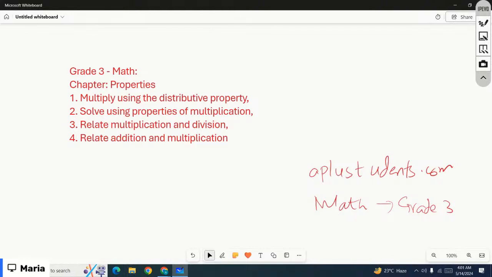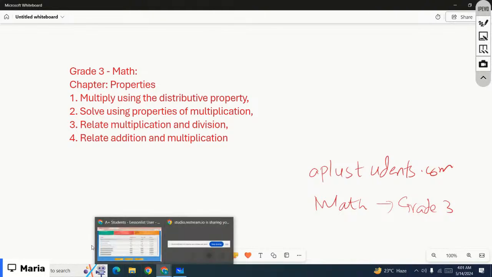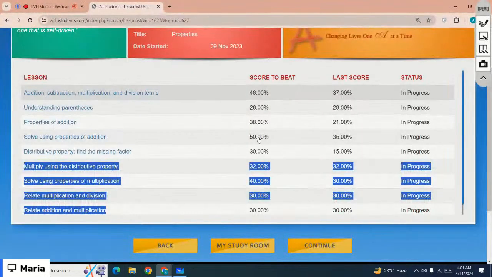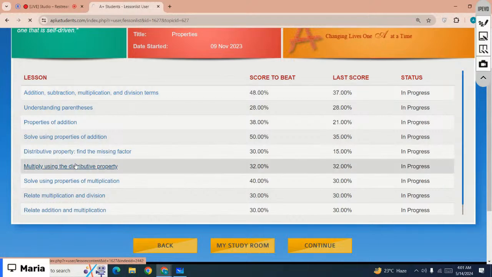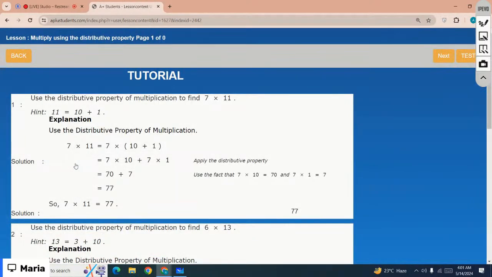So let's just start with the first lesson. Okay, here I'm on grade 3 math. We're going to start with the chapter properties. Let's just start with the first lesson, that is multiply using the distributive property. In the last session we learned what the distributive property is, right? So today we're going to apply the distributive property and learn how to multiply.